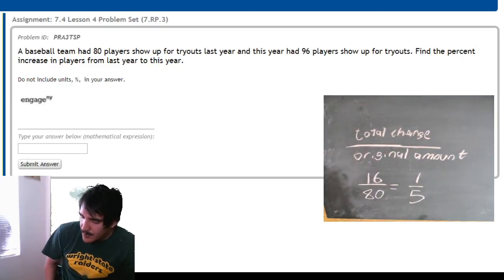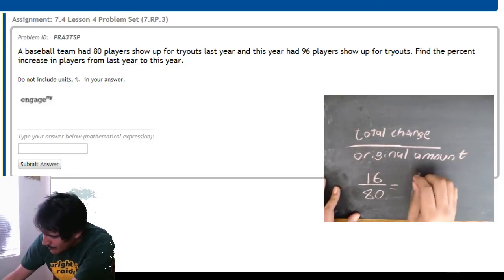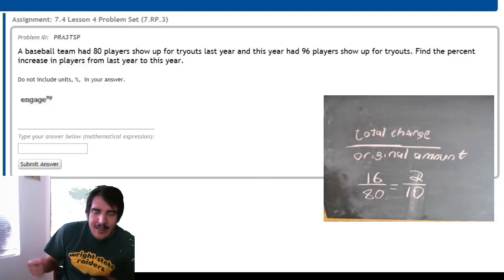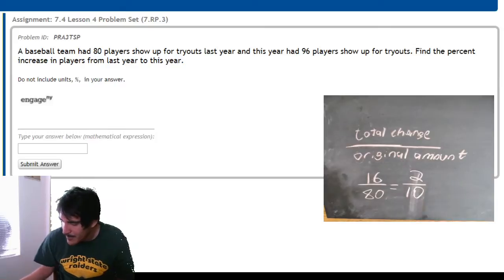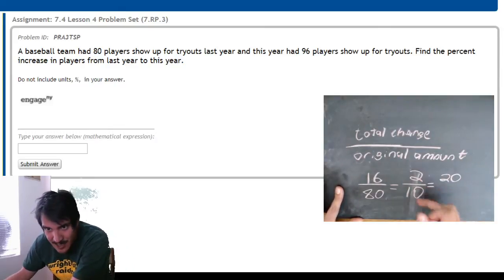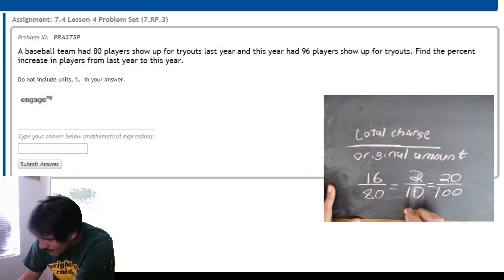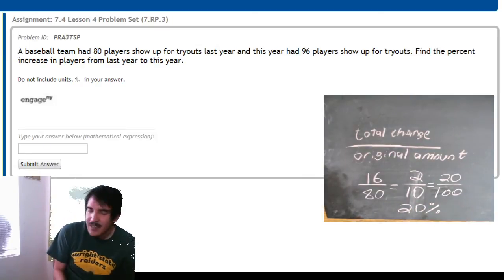Now, this can come out to be 1/5. Also, if you reduced it, maybe you got 2/10 because you divided by 8. Whatever you got, 2/10. Now you can put this 2/10 into a calculator, 2 divided by 10. Or, if you know this is 2/10, then you know this is 20/100ths. And 20/100ths, you don't even need a calculator for that. You just know 20/100ths is 20%.